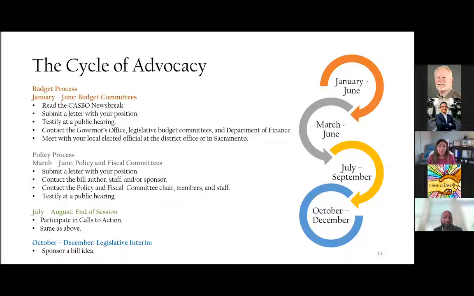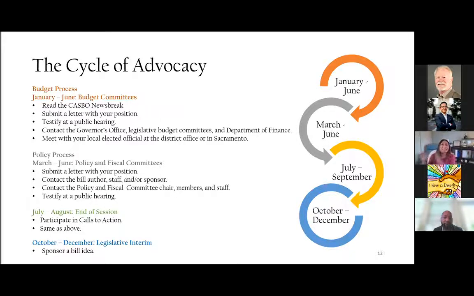And then on the policy side, March through June, submit your letters as you're reviewing legislation, or if you've sponsored a piece of legislation, make sure that all of the members that are going to review your bills in each of the committees have met you, know who you are, and understand why this issue is critical. You could contact the bill author, their staff, and their sponsors. Don't forget about sponsors. Let them know why you support or oppose their legislation. You could contact the policy and fiscal committees and let them know why you support or oppose that piece of legislation, and then testify. So it goes in this sequence.